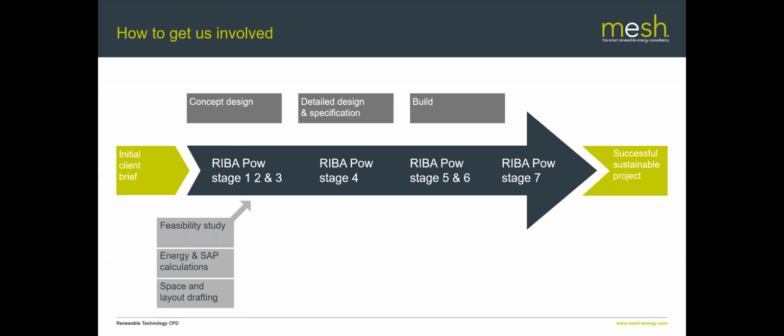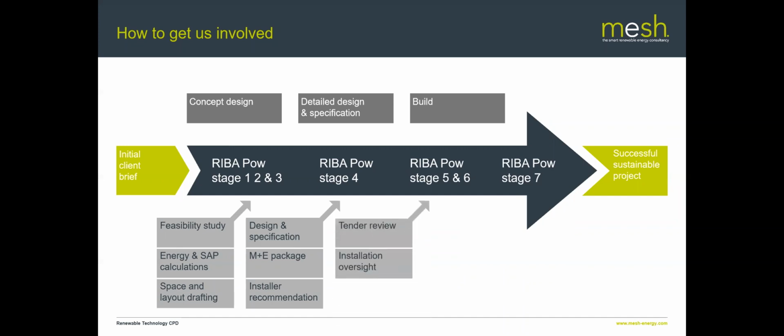So at stage 1, probably the best thing to do is to get a feasibility study done, start looking at energy and SAP calculations. So how does it affect the energy, and then just red pen some drawings with where ducts are going to go, and just make sure there's sufficient space. Then when you're doing a detailed design and specification, we can also do installer recommendations at that stage, because we know good installers, so we like to share that with our clients.